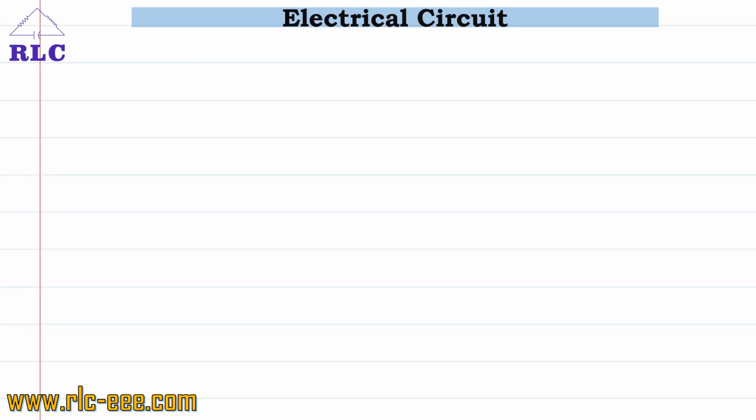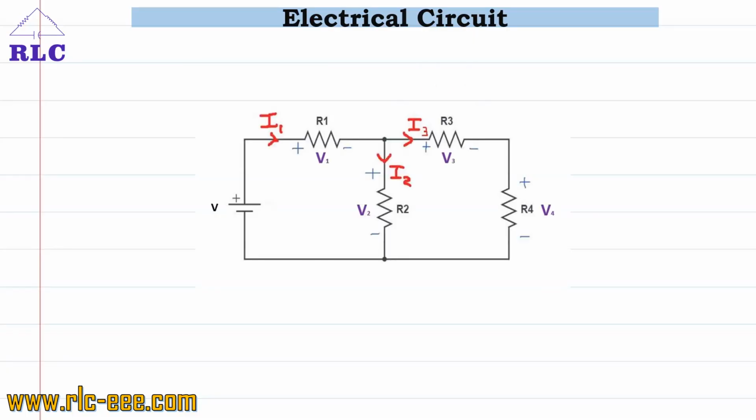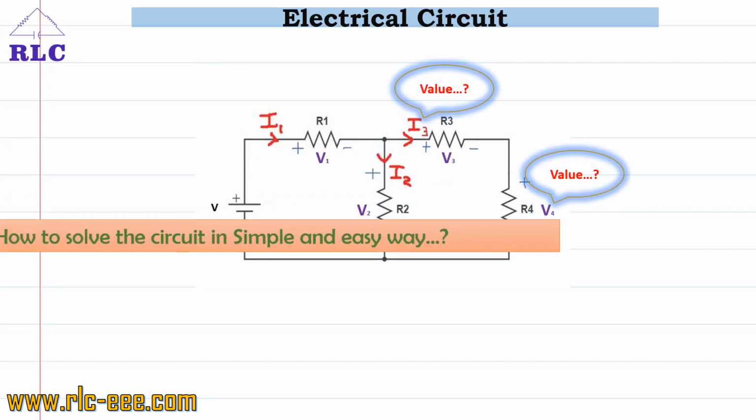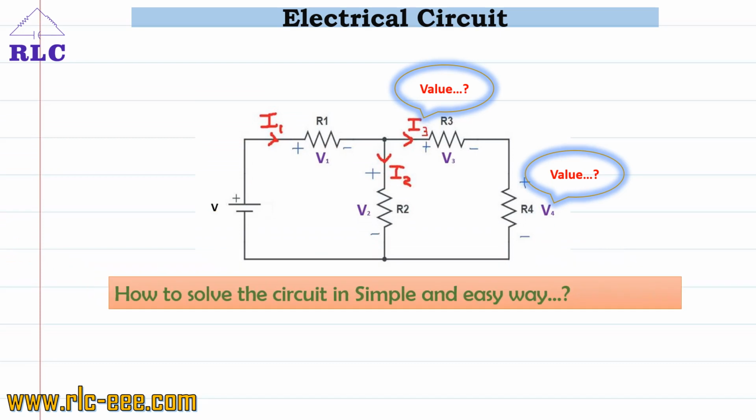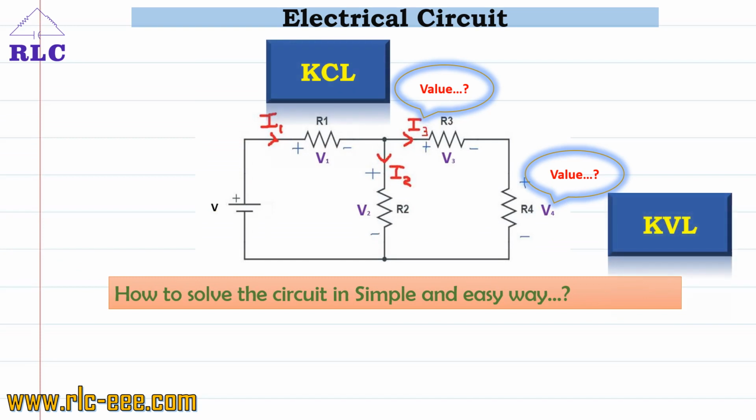Welcome to today's session. The circuit is given. So, how to find the value of current? How to find the value of voltage? Is there any simple and easy method to find it? Yes, definitely. How? By applying KCL to find the value of current and by applying KVL to find the value of voltage.